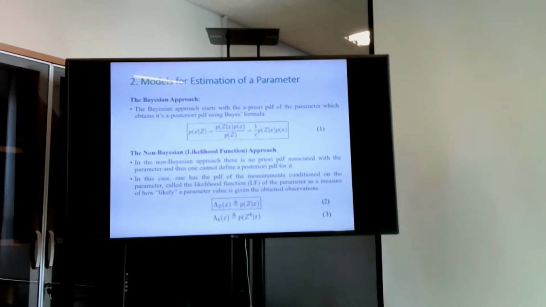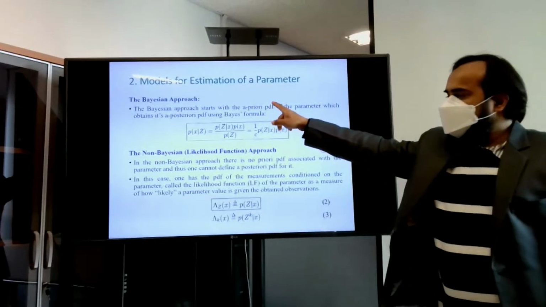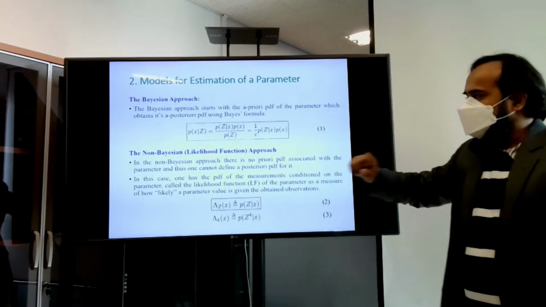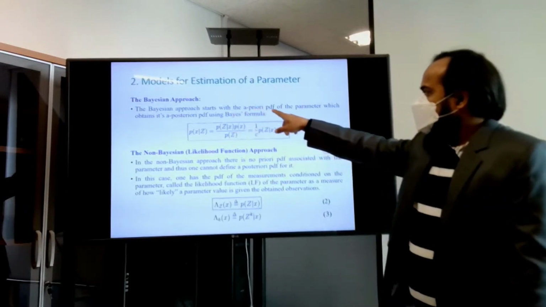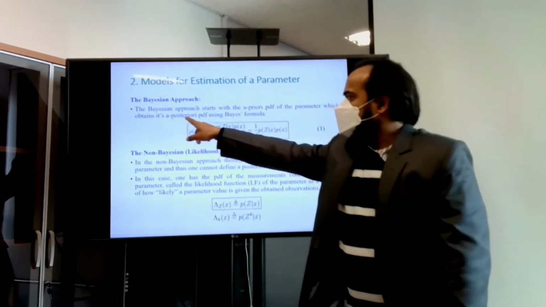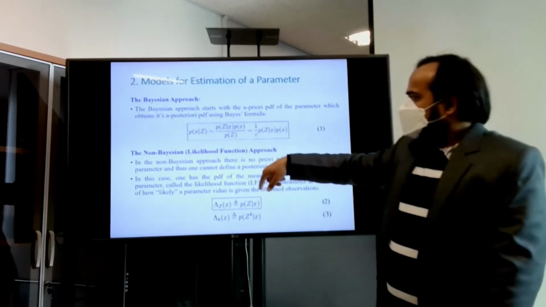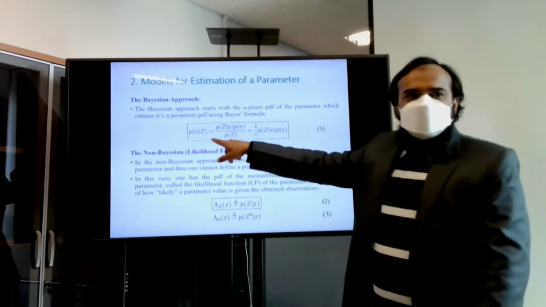So we have two approaches, Bayesian approach and non-Bayesian approach. Bayesian approach is for random variable. This is for the random variable, and this is for the non-random variable. Okay, so Bayesian approach starts with a prior PDF of the parameter, which obtains its a posteriori PDF using Bayes formula. Okay, so which one is prior and which one is a posteriori PDF?